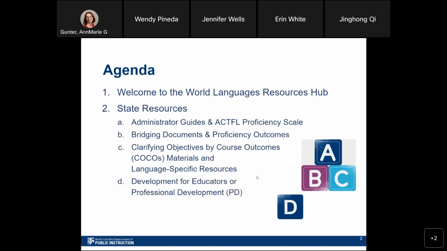And finally, the D stands for Development for Educators, or Professional Development, our famous PD. I want to share with you what's in the World Languages Resources Hub about that, both from NCDPI and other organizations that are critical to our work as world language educators. Finally, we'll wrap up and talk about next steps, because our learning starts today, with the start of the new school year, but will continue throughout the year and into the future.